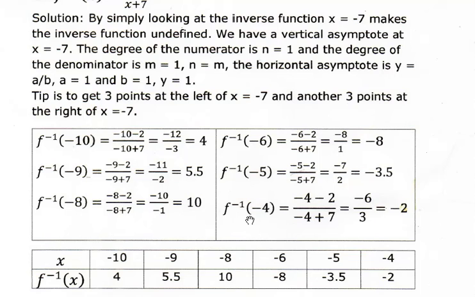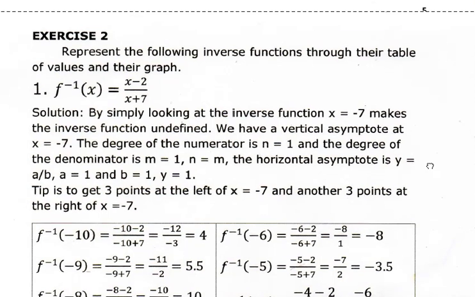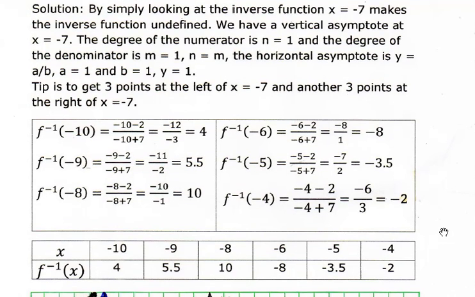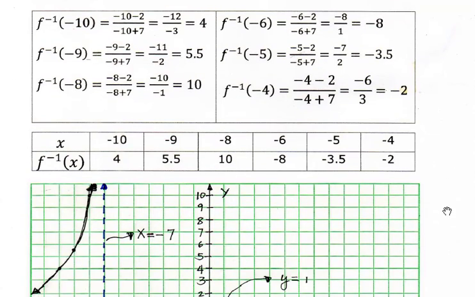So we have this. And we have to substitute these values of x in the original given inverse function, x minus 2 over x plus 7. You can pause the video and just go over this. In this case, if x is negative 10, we have 4. Then negative 9, we have 5.5, negative 8, we have 10, and so on up to negative 4 for x, we have negative 2 for f inverse of x as the values. Now we have the graph.